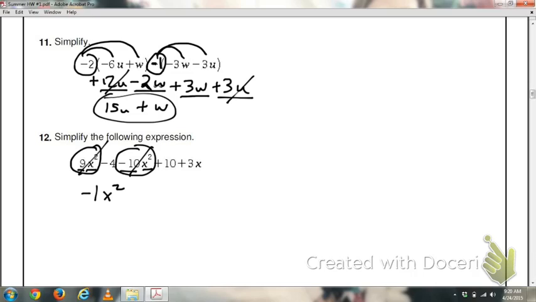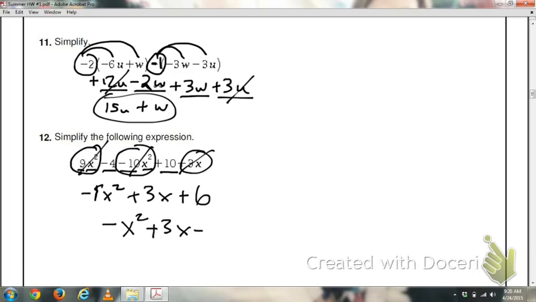Next, I'm going to look for x terms. Now, this is just negative 4, that's positive 10, those will be added in a second, but the only x term I have is this guy. And I have nothing to add him to, so I'm just going to copy down positive 3x. Lastly, I have negative 4 plus 10 that I can add together. That's going to be positive 6. So you can leave your answer like that, but we don't need to write negative 1 really. We can just write negative x squared plus 3x plus 6 as our final answer here.